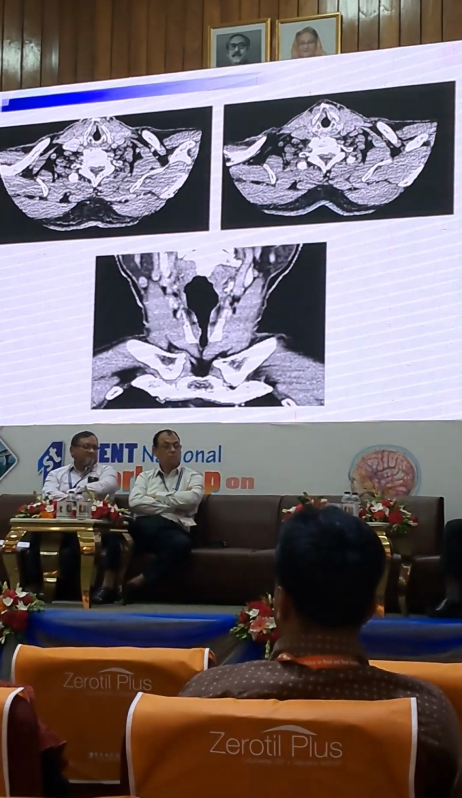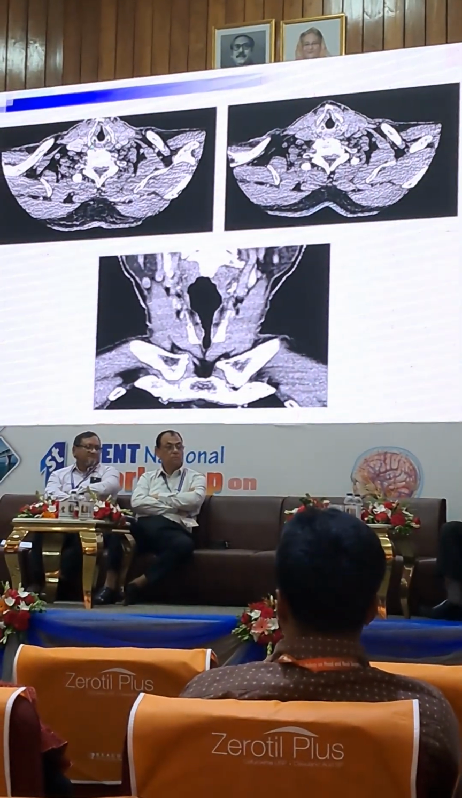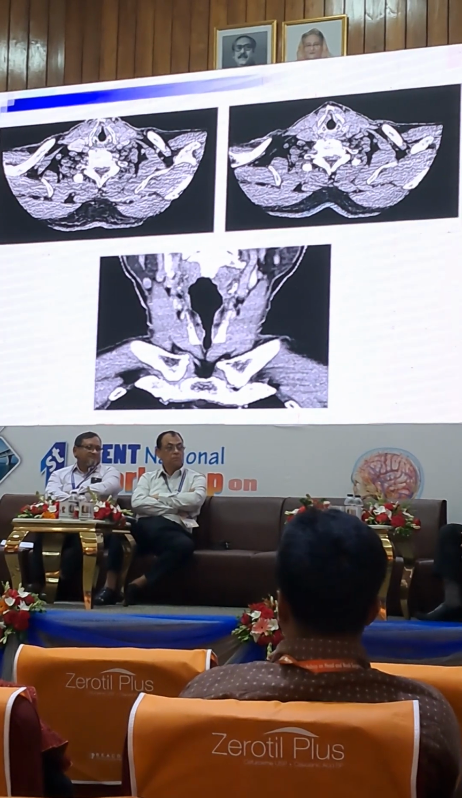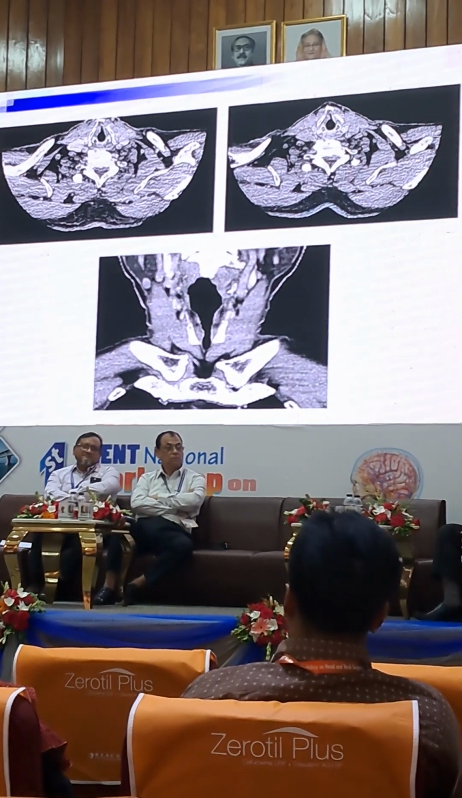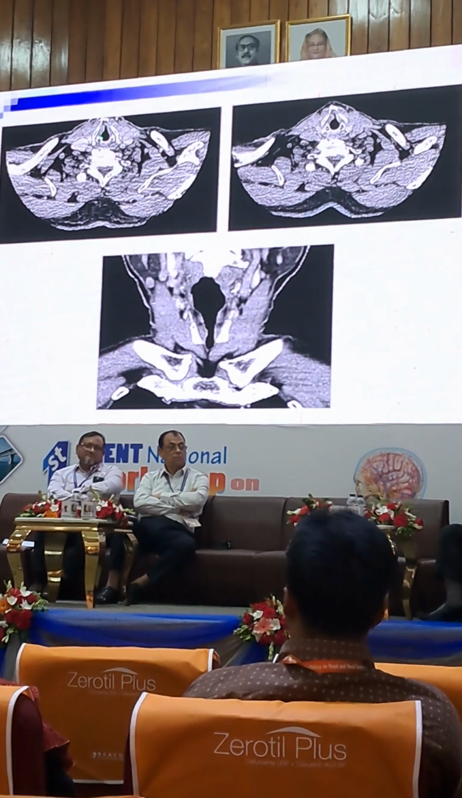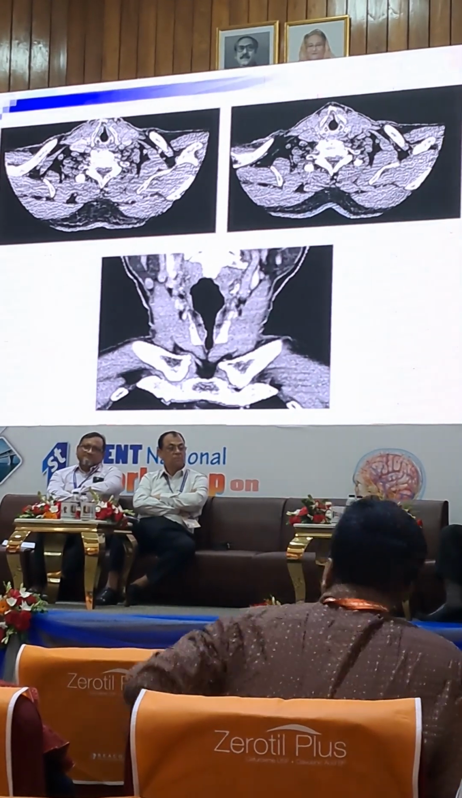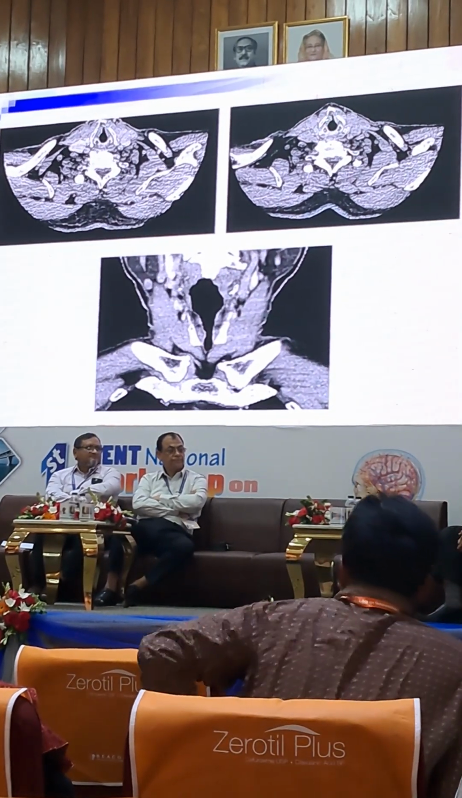Here is a small lesion. The cricoid cartilage, thyroid cartilage, the glottic area. Here is a small lesion in the right true vocal fold, a small elevation. There is also a small elevation here.